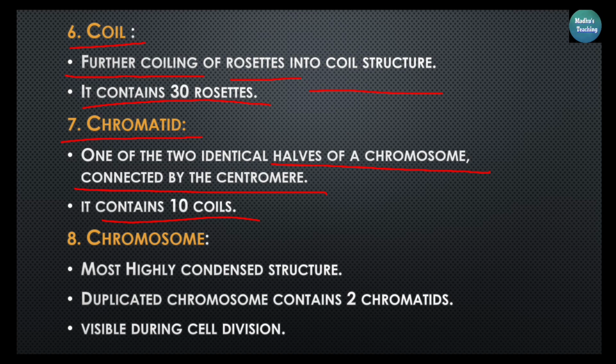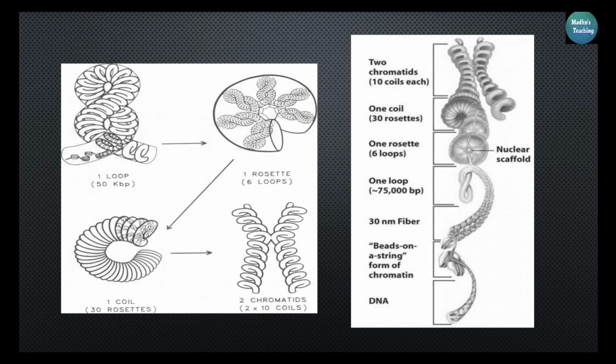And next and last organized structure is chromosome. It is most highly condensed structure, and it contains two chromatids, and it is only visible during the cell division. I already explained about the chromatid and chromosome at the beginning of the video. And next, these are the structures of levels of organization of chromosome.